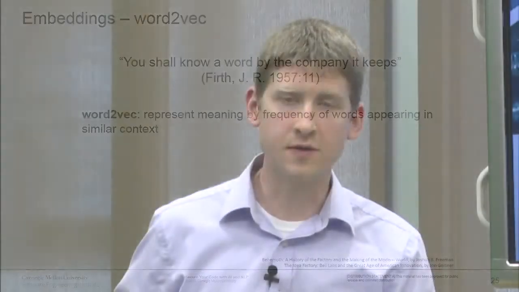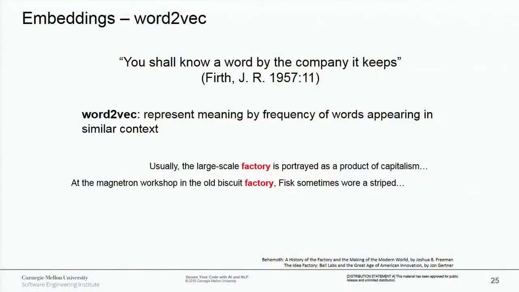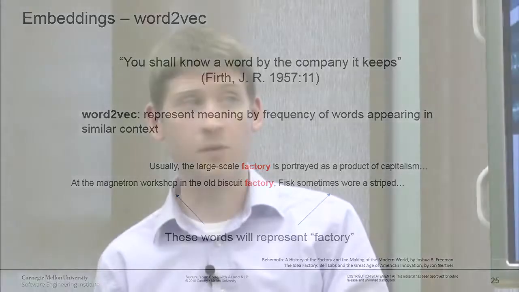One of the techniques that we use for this is something called word2vec. To be really specific, take these 2 sentences: "usually the large-scale factory is portrayed as a product of capitalism" is 1 sentence, and "at the magnetron workshop in the old biscuit factory, Fisk sometimes wore a striped" is another. It's the words around the word factory that will represent the word factory. You represent a word by its neighbors because that is a natural way to understand the meaning of a word, as opposed to trying to come up with an index that is very specific, as we were talking about a minute ago.